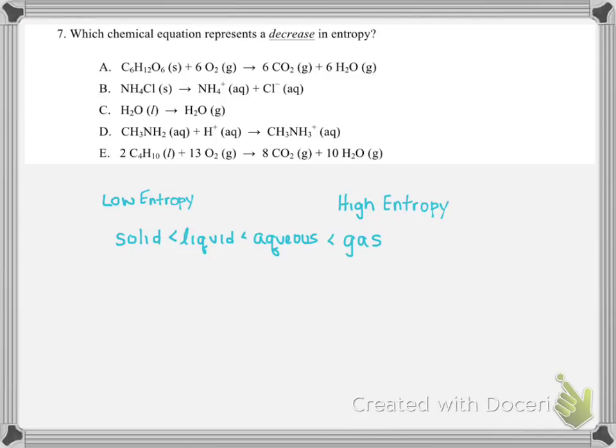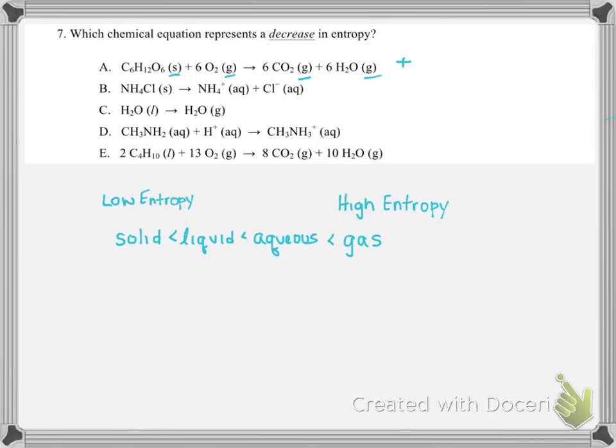Okay, for number 7, we're trying to figure out which reaction has a decrease in entropy. And so when we look at these questions, we're going to use the phases in the reactions, because we know different phases have different entropy levels. So I've written the ranking down here below, where solids have much lower entropy than, say, gases. Okay, so if we look at A, we have solid and gas, and we go to form many more moles of gas. So I would say this is an increase in entropy.